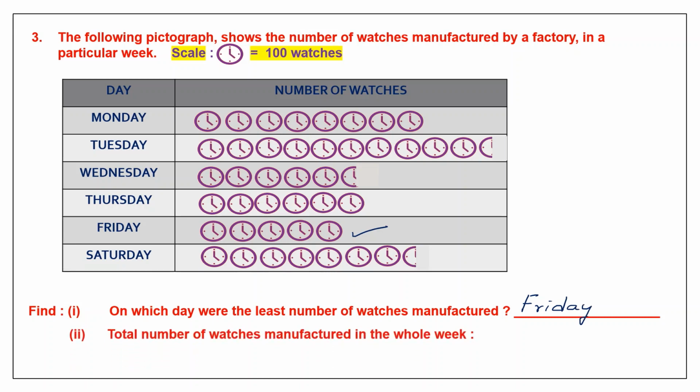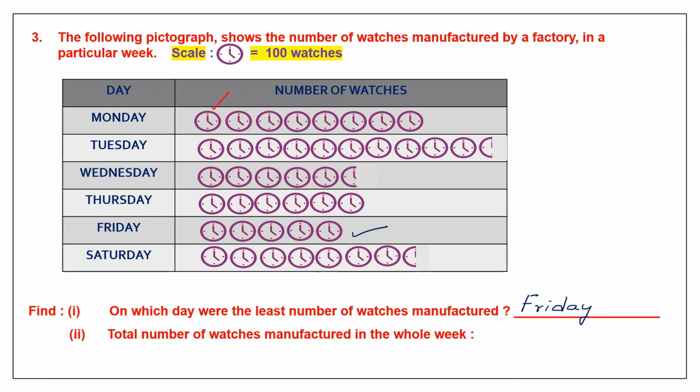Question 2. Total number of watches manufactured in the whole week we need to find out. And remember, here each one stands for 100 watches, each symbol. So now what we can do is we can count totally how many watches are there. That is one way of doing. Another way is you can check for each day how many watches were there and add it all up. So let's try this different method now here, where we count totally all the number of watches.